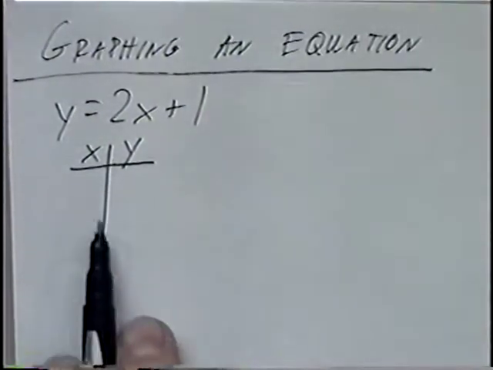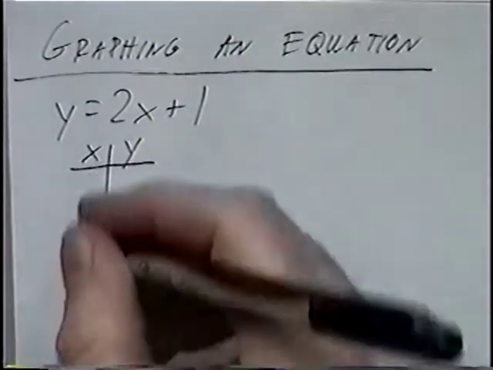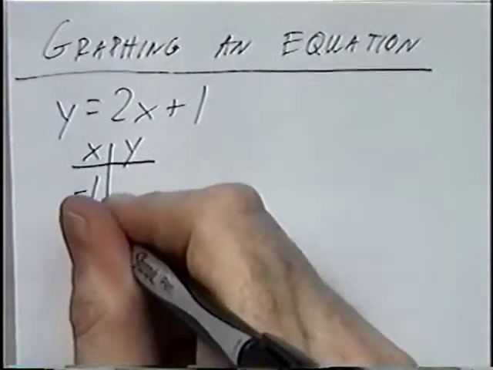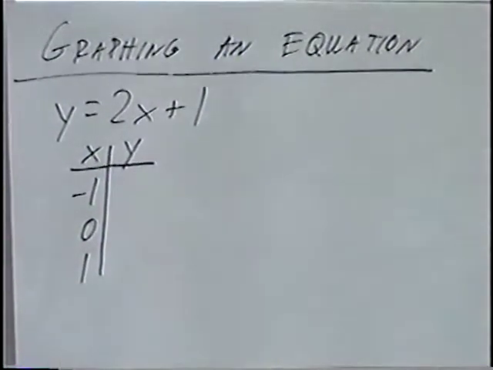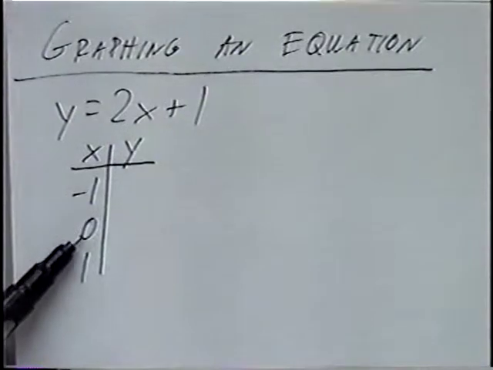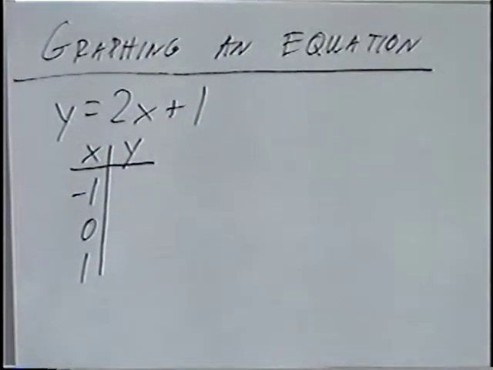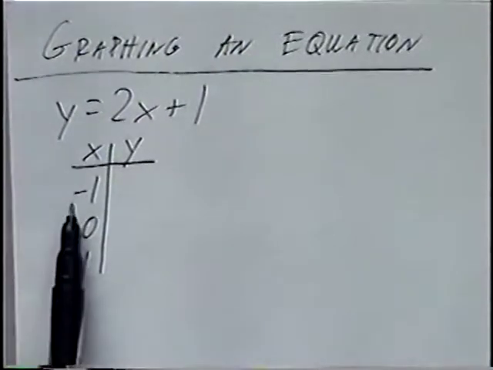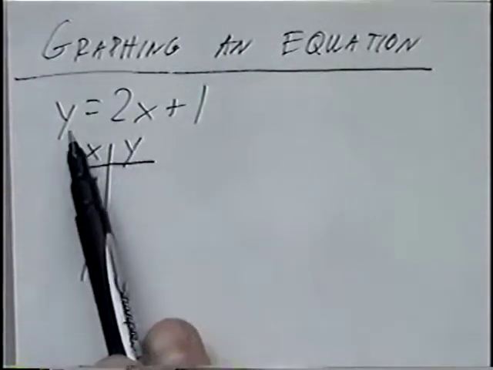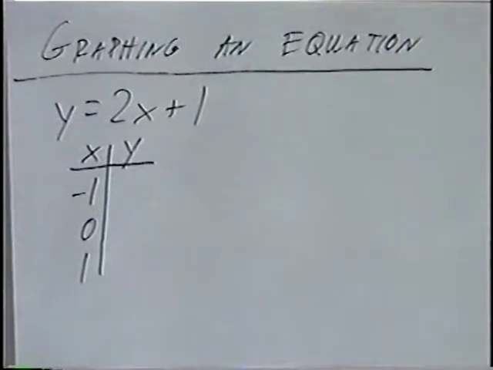When graphing an equation, you can use any numbers that you want. The best numbers to use are -1, 0, and 1. So we have one negative number, 0, which will be in the middle, and +1, which will be on the right. To solve for the y values, we'll take the x, plug it into the original equation, and then figure out what y is equal to.